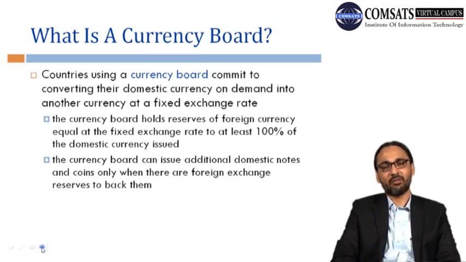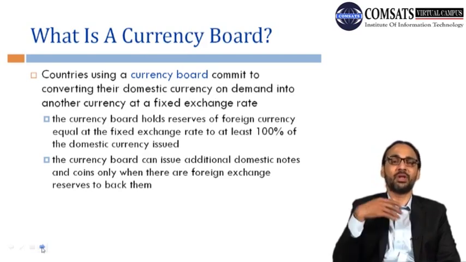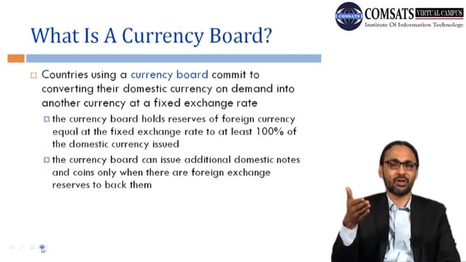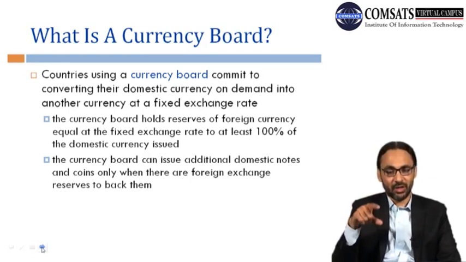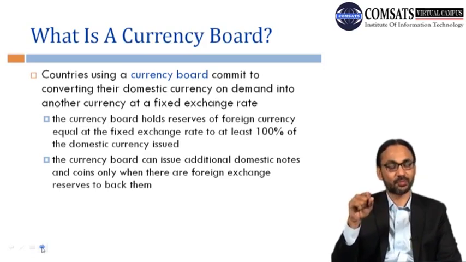They always maintain a currency board, and the currency board is used to keep, for whatever money they produce within the country, however much they produce, rather than keeping gold or something, a foreign reserve of a foreign currency with them. They reserve the foreign currency equal to the fixed exchange rate at least 100% of the domestic currency issued.